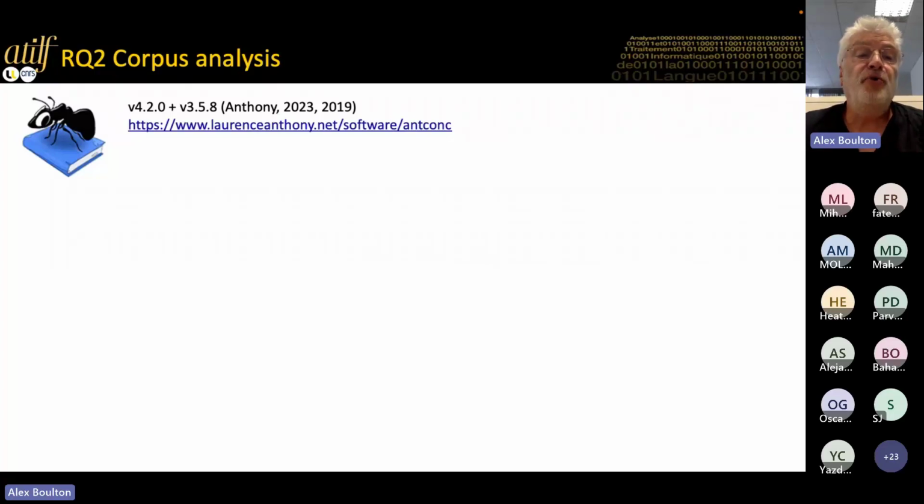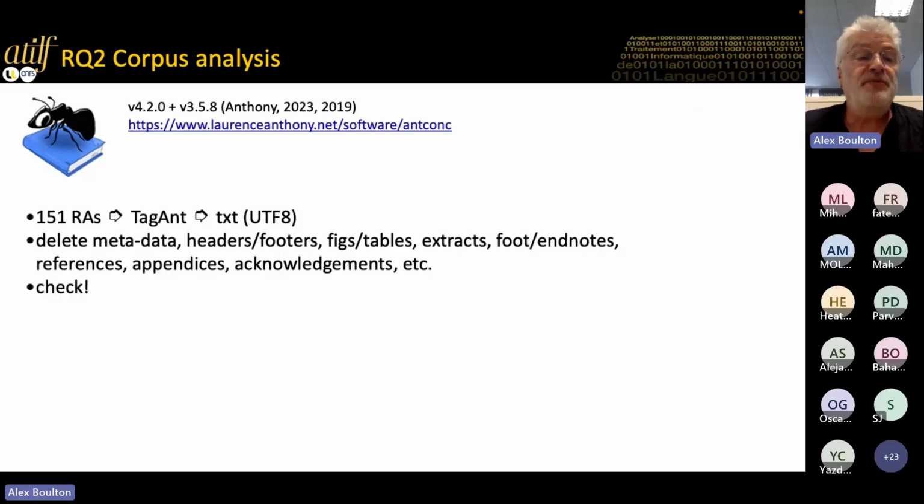Mostly using version 4.2, though for one thing I did have to use the old version because I can't find out how to do it in the new version. I've asked Laurence Anthony, he hasn't got back to me yet. So we've got 151 research articles using TagAnt, also free, to convert them into TXT format, UTF-8, and then edit them. We're interested in what researchers say, so we're not interested in the metadata, the affiliation, headers, footers, figures, tables, extracts, footnotes, references, appendices, acknowledgements, etc. So we got rid of all of that.